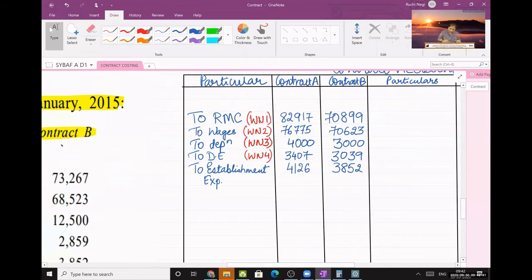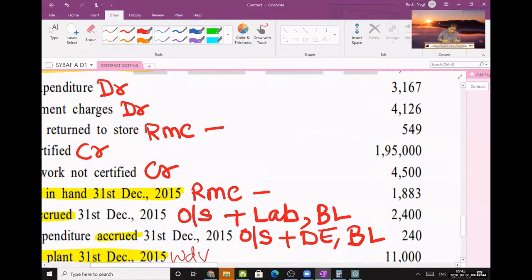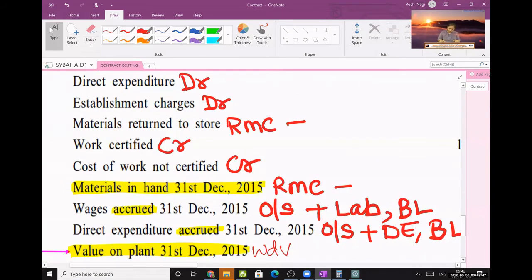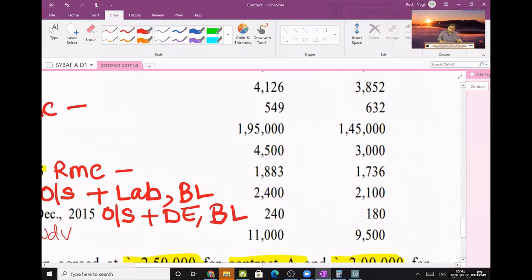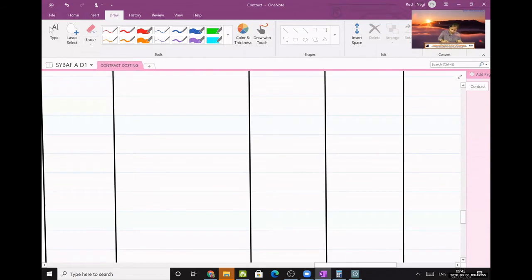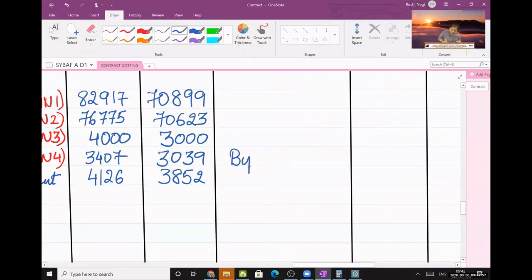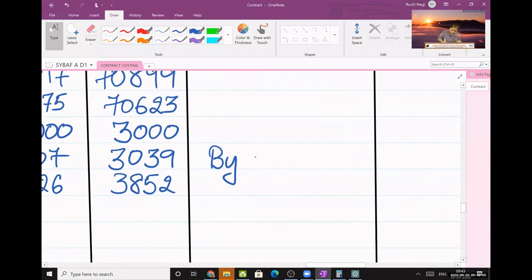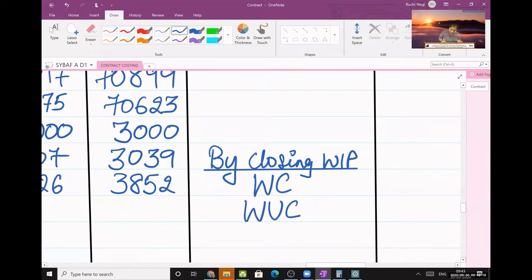Okay. Anything else is left? This is done. Okay, work certified and work uncertified. 1,95 and 1,45. So on this side, contract account, credit side, show it like this, by closing WIP. Anyways, it's the first year, they have asked only for one year. But still make it a habit of writing like this, because when there are multiple years, this closing will become opening, that is all. So work certified and work uncertified.